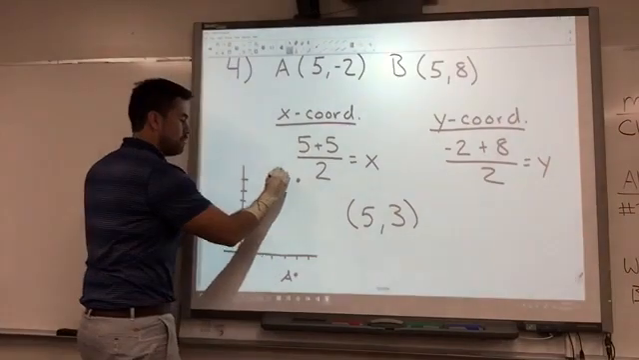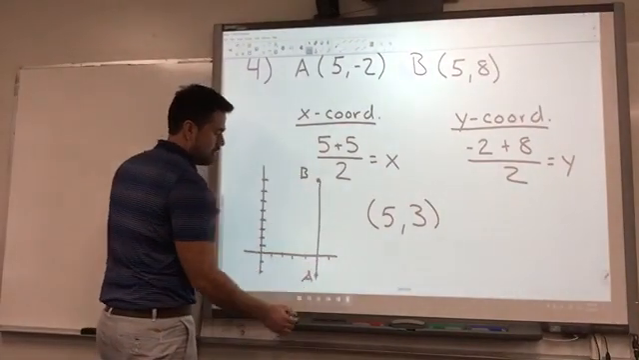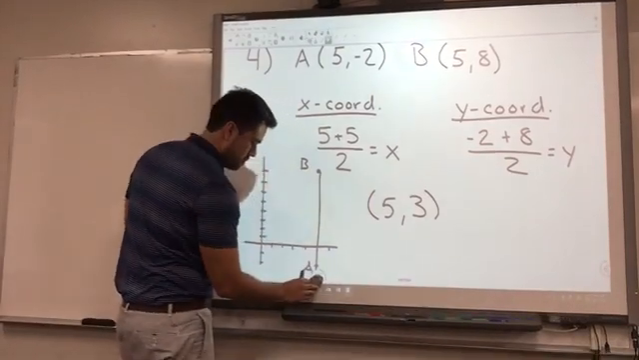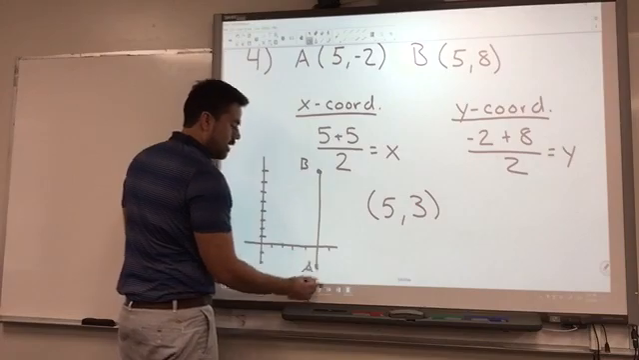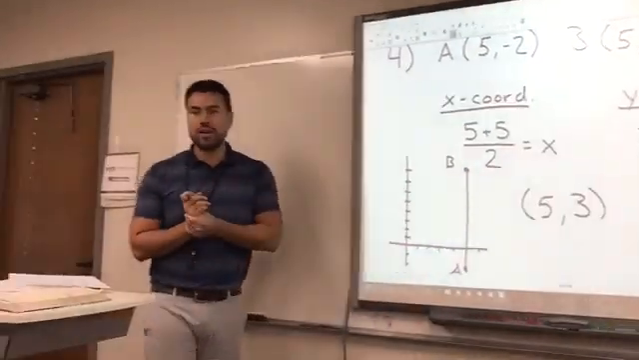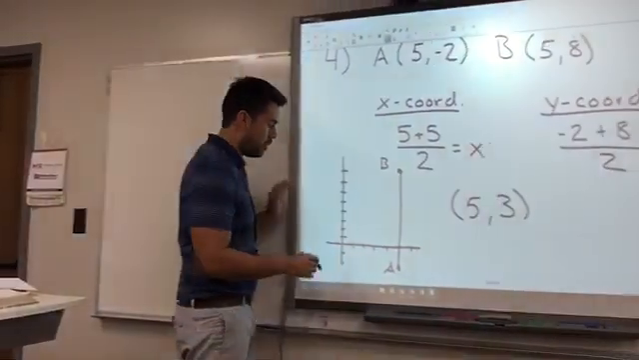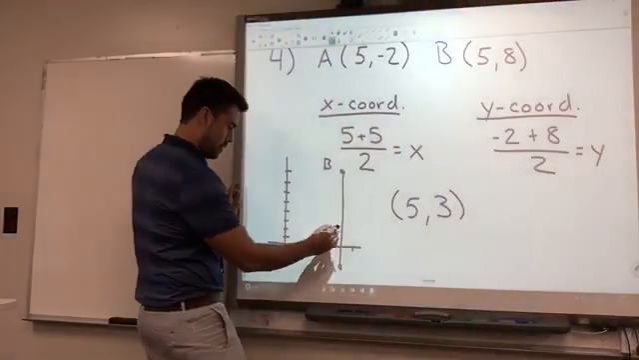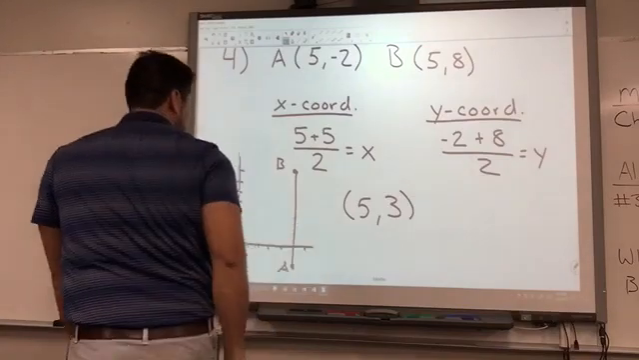All right, and that's point B. And then connect them with a line. So that's your segment that we're talking about. And what were we trying to find here again? We're trying to find the midpoint, right in the middle, which would have been (5, 3). And because my drawing is not to scale, it's something like that.